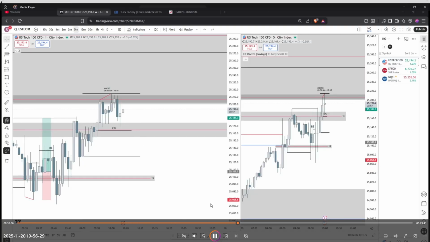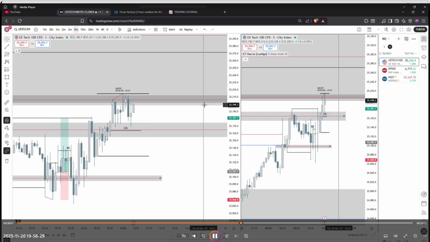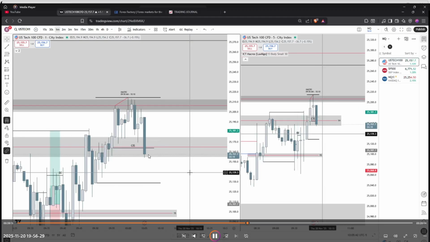See, at this point, we got a nice full-bodied candle closure to the downside. I was thinking that we could get some sort of manipulation move here, and this was the manipulation move I was expecting. But then it started melting down.